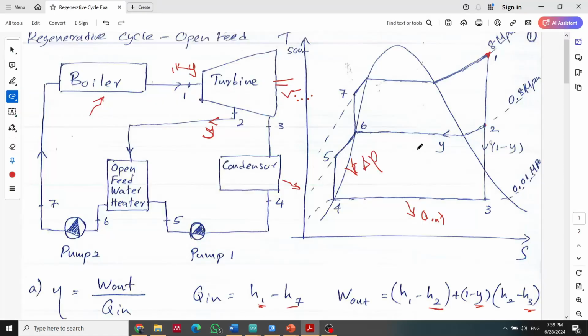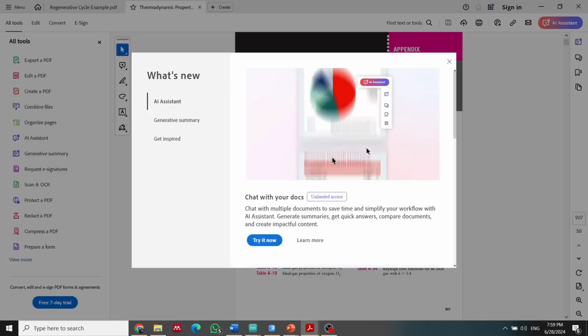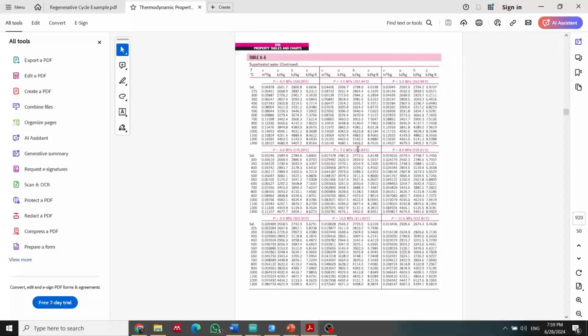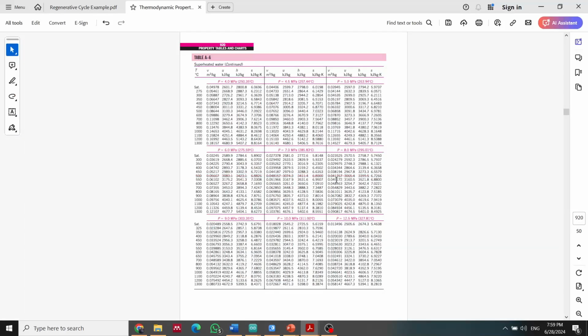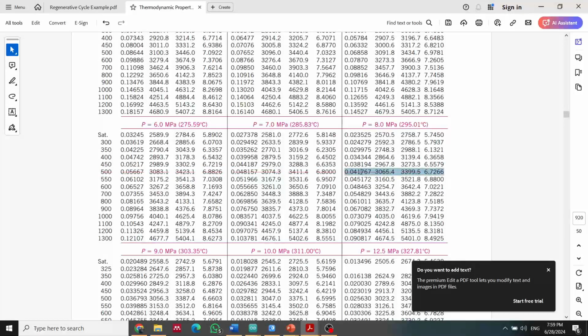So we are interested in the superheated water tables, which are in A6. I'm interested in 8 megapascal, so this is the column we are interested in. Pressure is 8 and the temperature is 500.